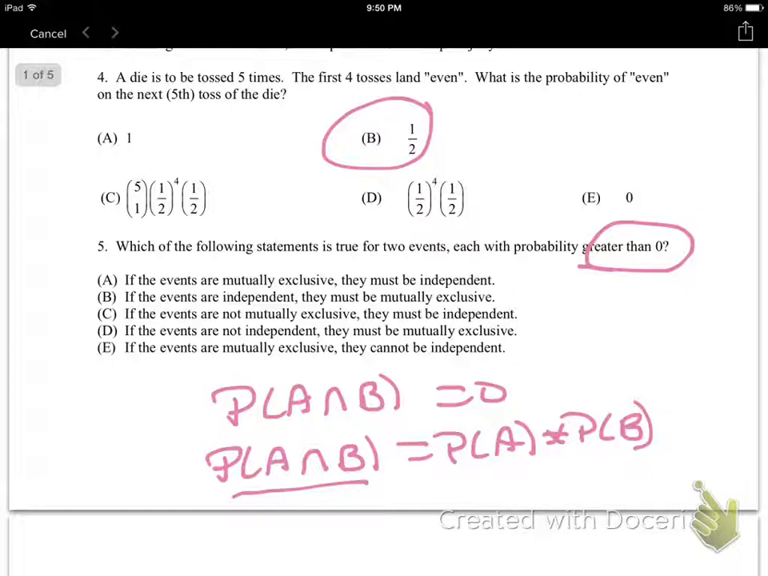So look at what A says. If they're mutually exclusive, then they must be independent. No, that is not true. If the events are independent, they must be mutually exclusive. That is not true. If the events are not mutually exclusive, they must be independent. That is not true. If the events are not independent, they must be mutually exclusive. That is not true. If the events are mutually exclusive, they cannot be independent. So the answer is 5E. You need to understand this stuff.